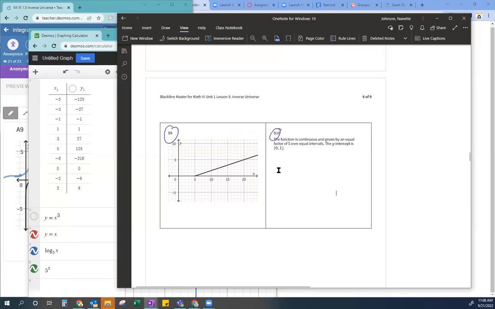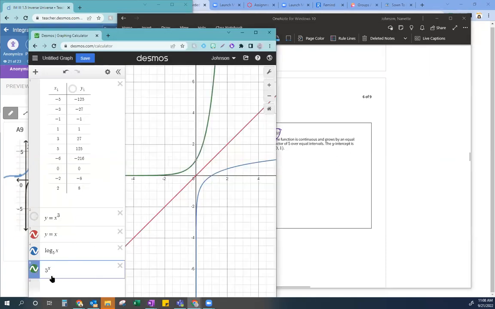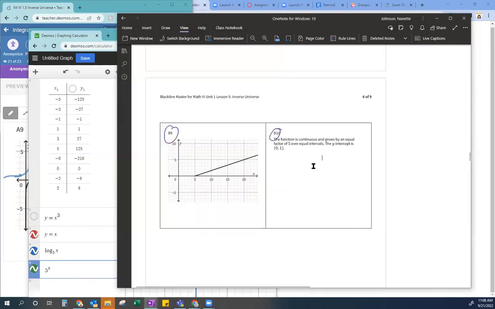And the y-intercept is 0, 1. Wait, this guy's intercept is 0. Ooh, look, it's 0, 1. So B10 looks really, really close to it, but I'm not sure about this whole business of factor of 5.